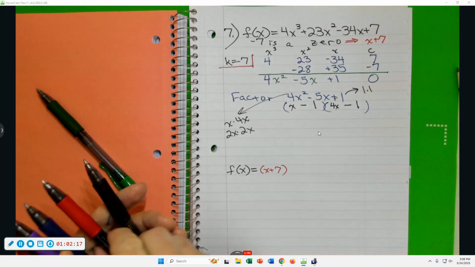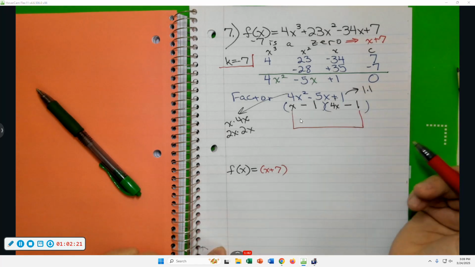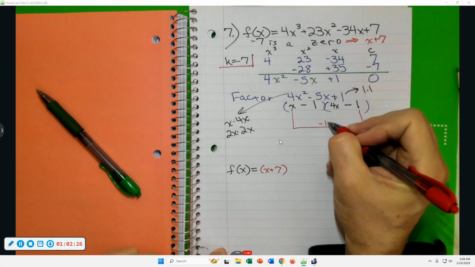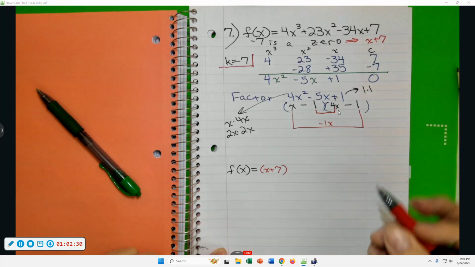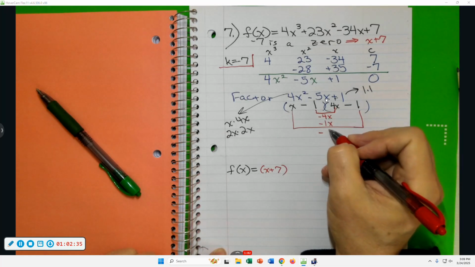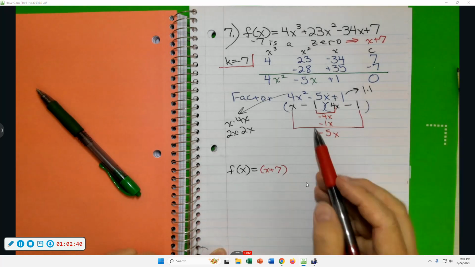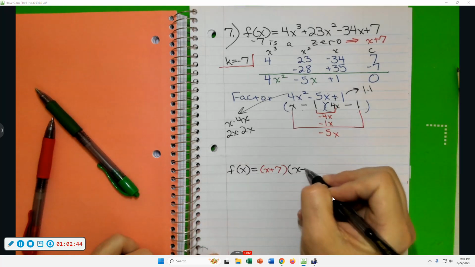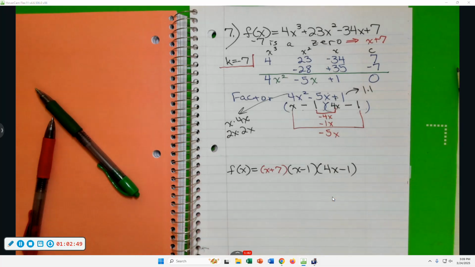And you can check that. What's the outer product? Negative. Okay. What's the inner product? Negative 4x minus 1x gives us a negative 5x. Is that what we needed? Yes, it is. Here are the other two factors. X minus 1 times 4x minus 1.